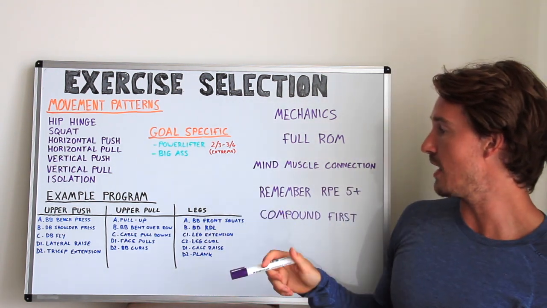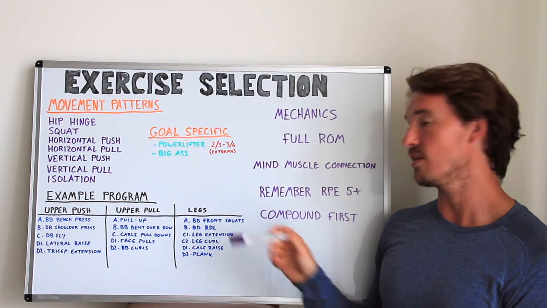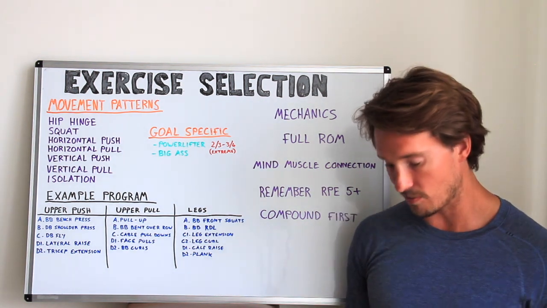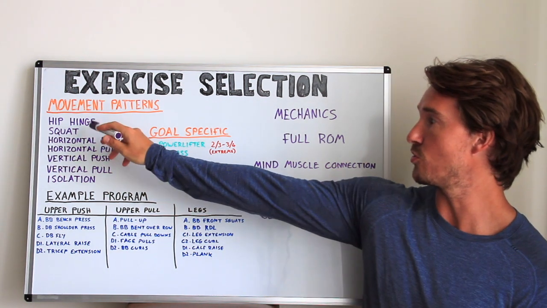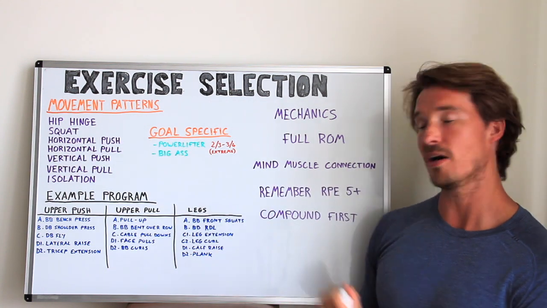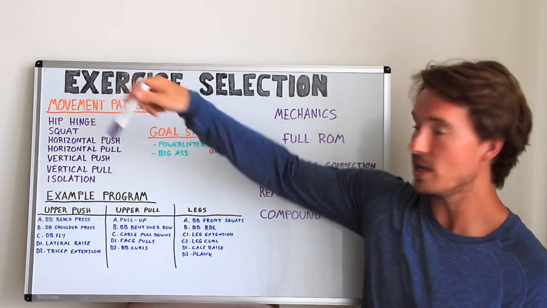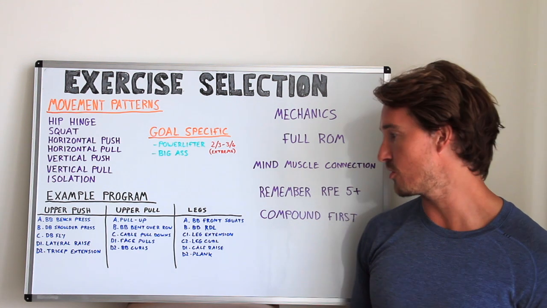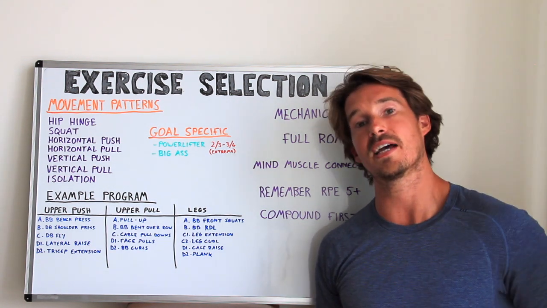So this program is going to be working on the back and the biceps. Then we come over to the legs. So we have compound again, which is the barbell front squats. So this is going to be taxing the quads. So this is your squat. And then you have the barbell RDLs. So this is your hip hinge. Again, a compound exercise, which is going to be working on the back of the legs and the bum.